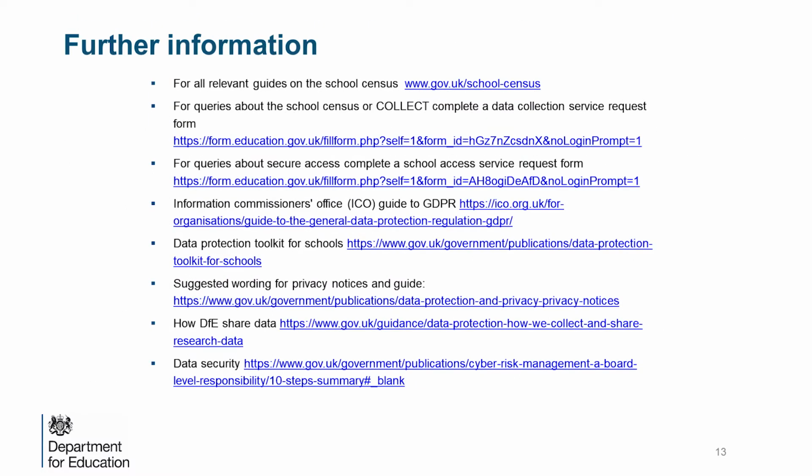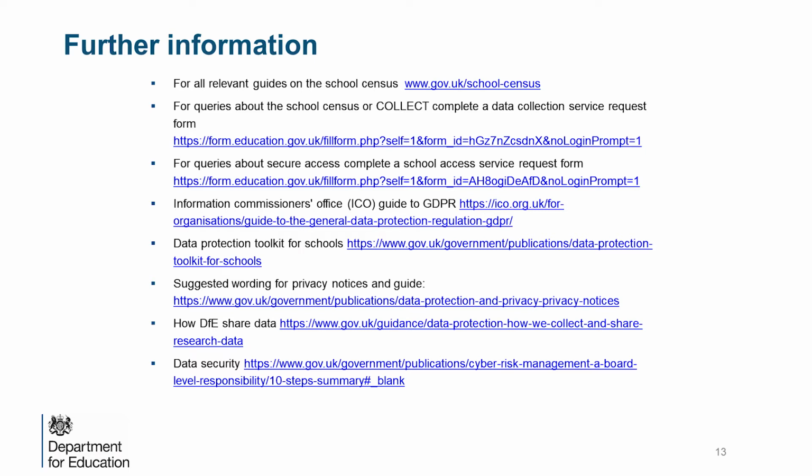This slide provides links which you may require before and during the collection. More information about how to submit your census data to us, including details about what data is collected for each termly census, can be found on the school census page. Please take some time to read these documents as they help you to fulfil your statutory requirements and successfully complete an accurate census return.